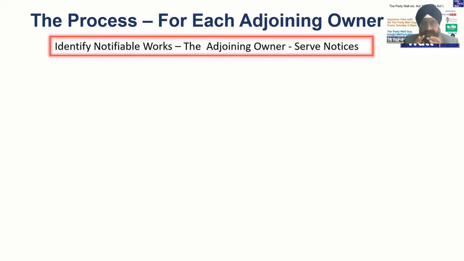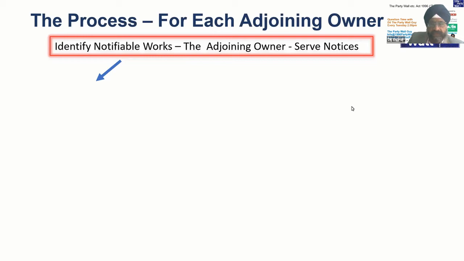The process for each adjoining owner. Let's start. So identify notifiable works for each adjoining owner, and then you serve them notices. So I realize it's a short sentence and it's quite an involved process. So I just want to give everybody an overview of the party wall process, so this is why it's going to be a little bit short in some places.